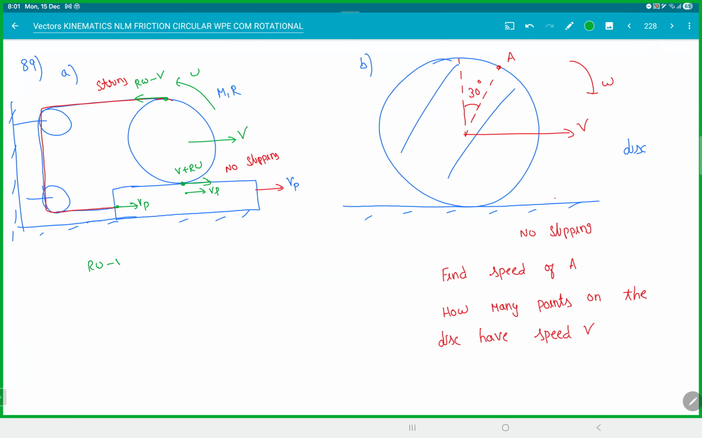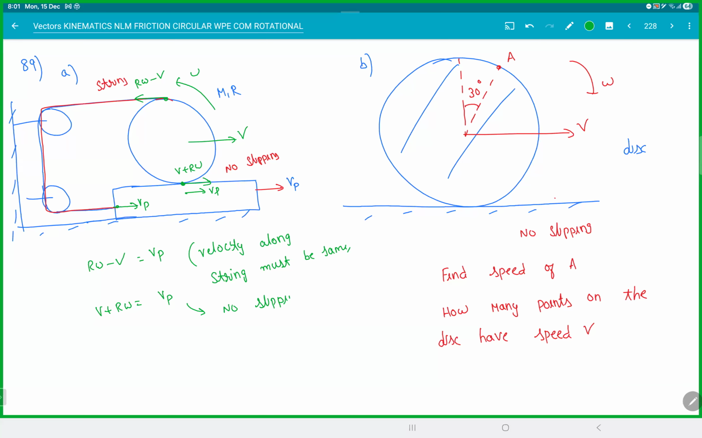So I'm talking about this thing, the string constraint must be equal to VP. So velocity along the string must be the same. So there's a string constraint and there is also a no slipping condition. And the bottommost point is not slipping. So that is V plus R omega is equal to VP. This is your no slipping condition because the bottom point is in contact.